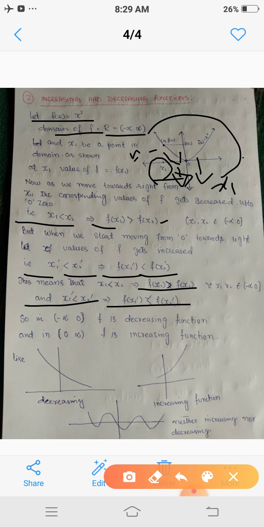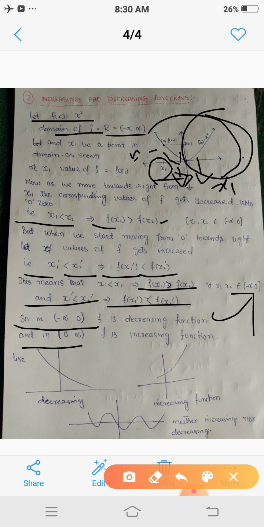So in the interval minus infinity to 0, if we consider the negative axis as the domain, then the value of f starts decreasing when we increase the domain values. This function is simply called a decreasing function, because its value decreases when we increase the domain points. Similarly, in the interval 0 to infinity, that is this portion of the graph, f is an increasing function, meaning the value of f starts increasing when we increase the corresponding values of the domain.